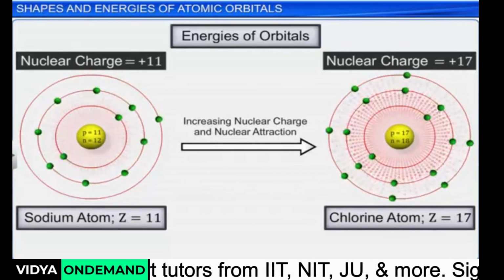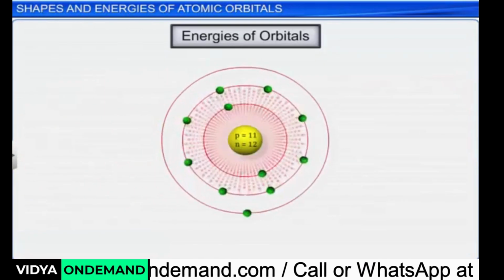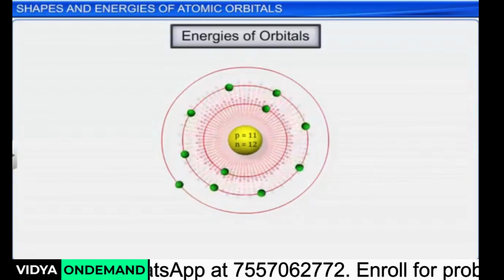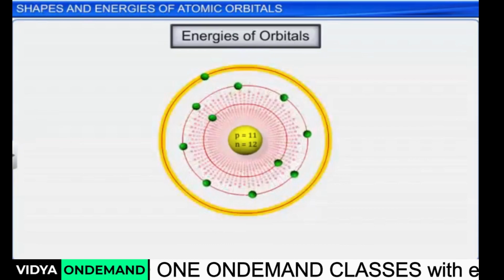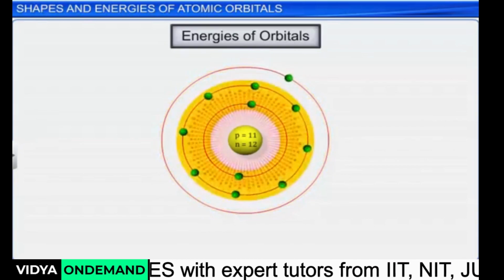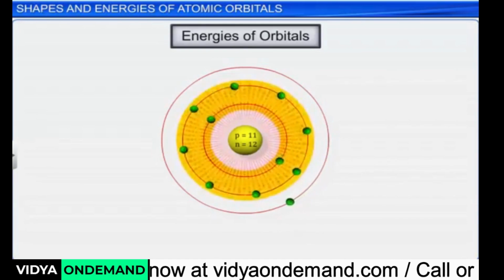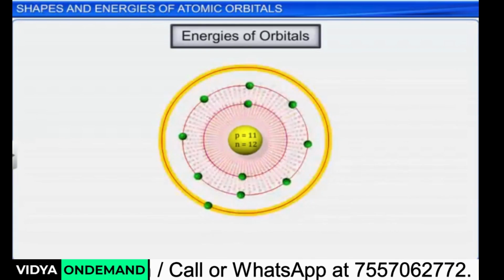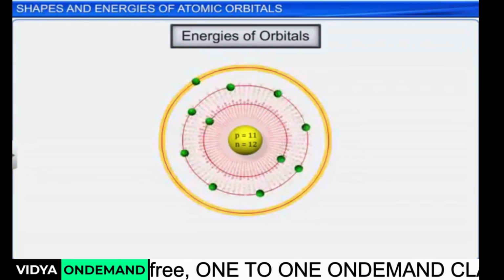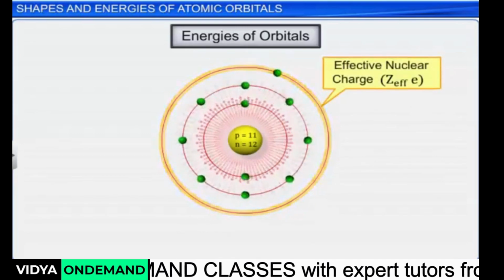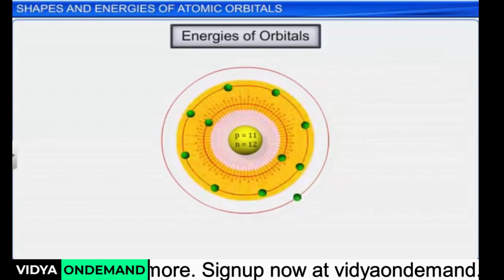The complete attractive interactions of the positive charge are not experienced by the outermost electrons, as the electrons in the inner shells tend to shield the electrons in the outer shells from positive attraction of the nucleus. Thus, the net positive charge experienced by the outermost electrons from the nucleus is called effective nuclear charge, and the shielding of outermost electrons from the attractive forces of the nucleus by the inner shell electrons is called shielding effect or screening effect.